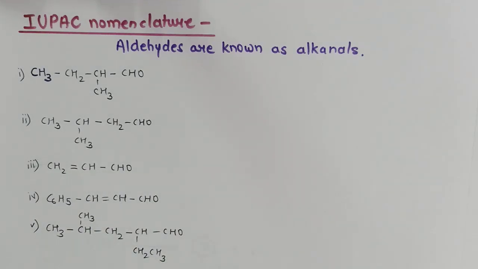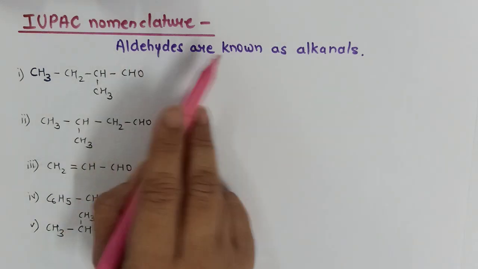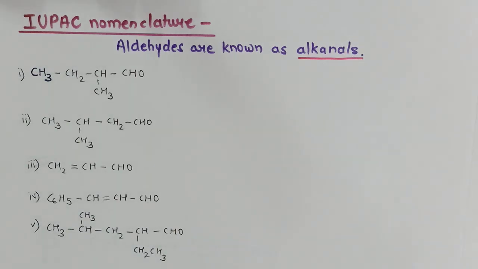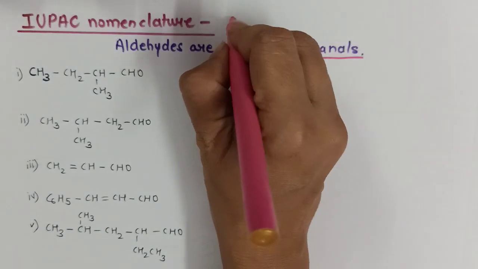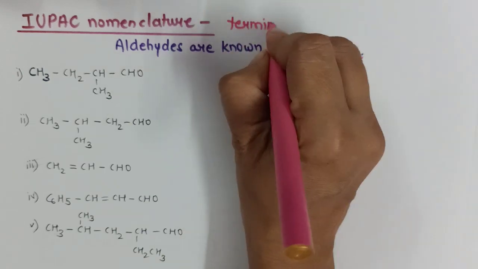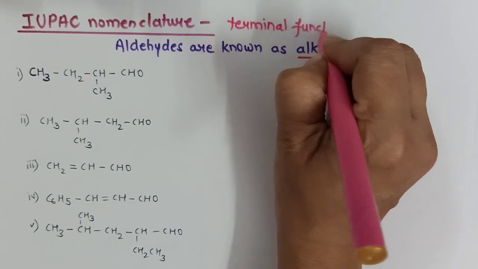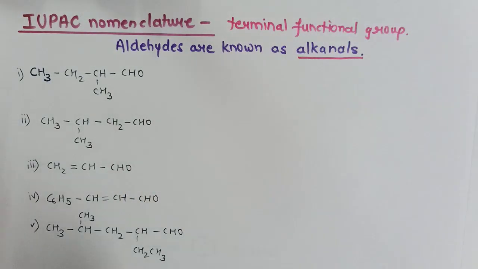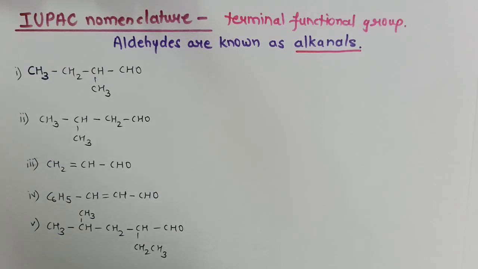Now when we are discussing IUPAC nomenclature, the aldehydes are commonly known as alkanals. Al is the secondary suffix. IUPAC nomenclature rules we have already studied in class 11, and from our 11th class knowledge, we know that aldehydes are a terminal functional group. That means it will be at the end of the chain, and wherever this CHO group is present, the numbering will start from that carbon atom. So using all those rules, we are going to start the examples of IUPAC nomenclature for aldehydes.